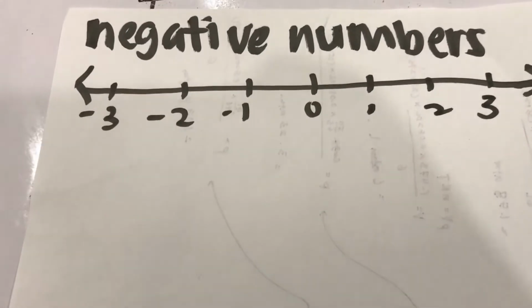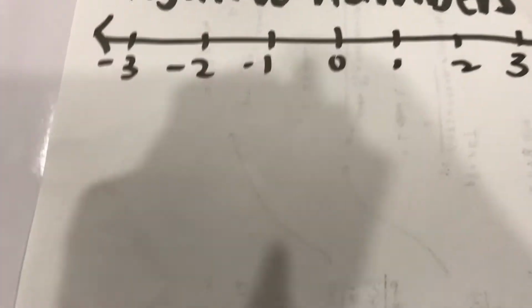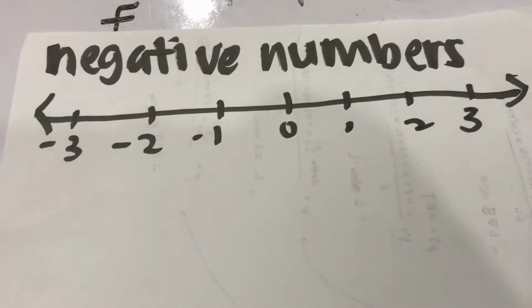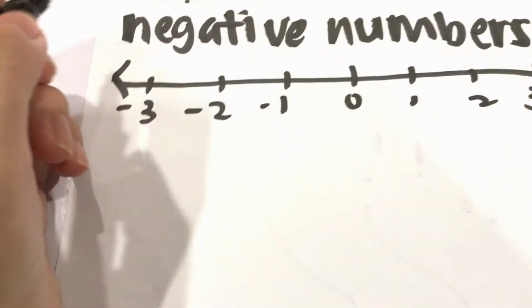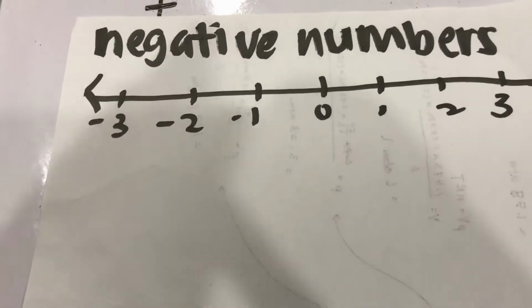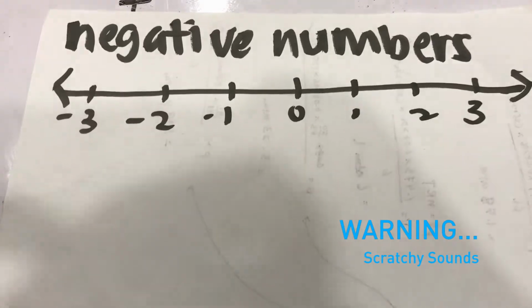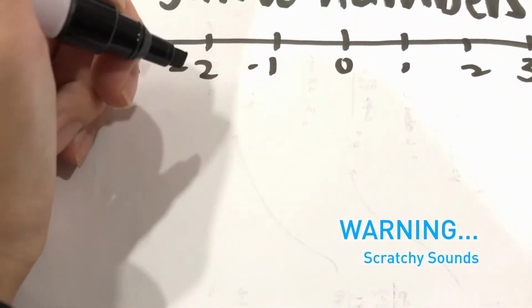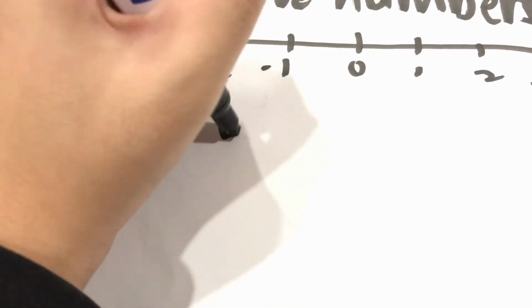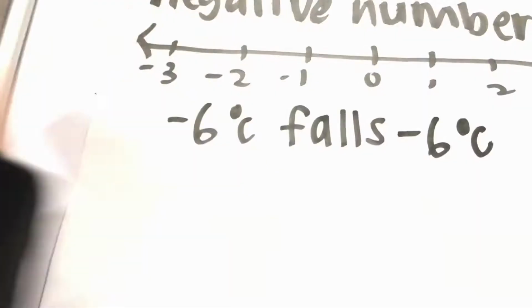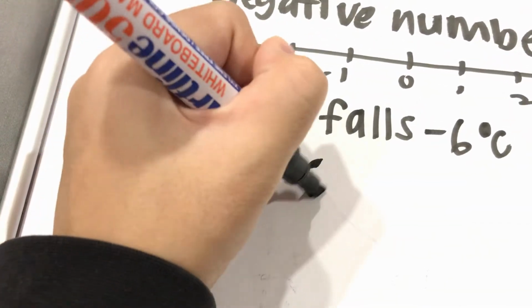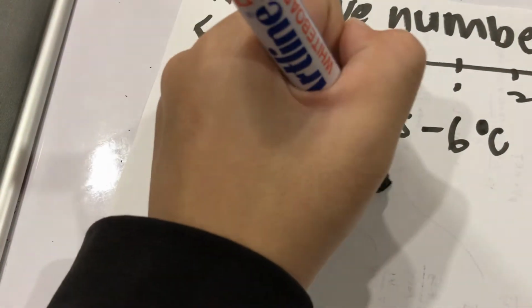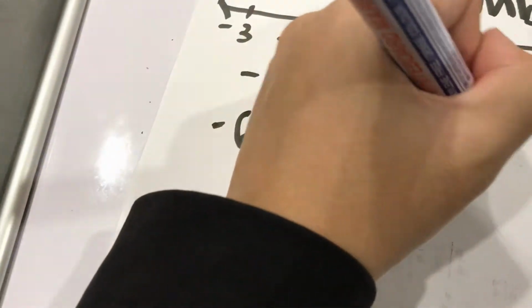So negative numbers are just numbers that are below 0, like -1, -2, -3, -4, and so on. Normally negative numbers are used in temperature. If the temperature is -6 degrees Celsius and it falls by another 6 degrees Celsius, it can be written as -6 degrees Celsius minus 6 degrees Celsius, then you get -12 degrees Celsius.